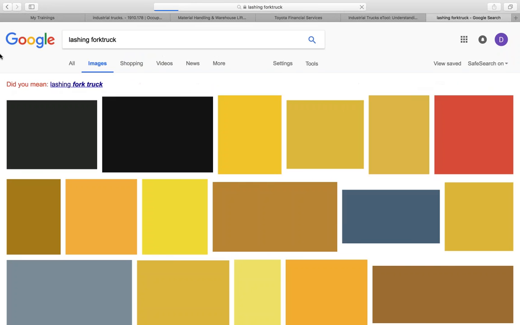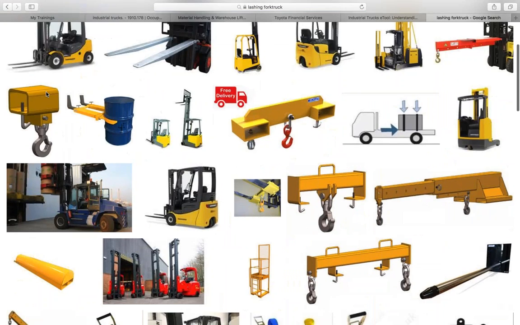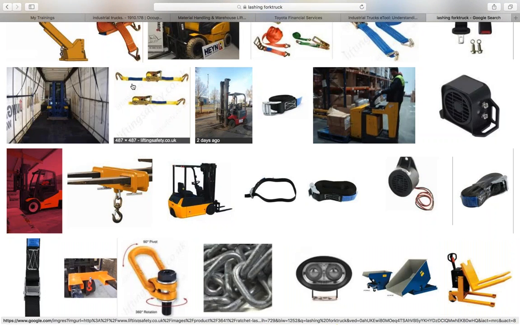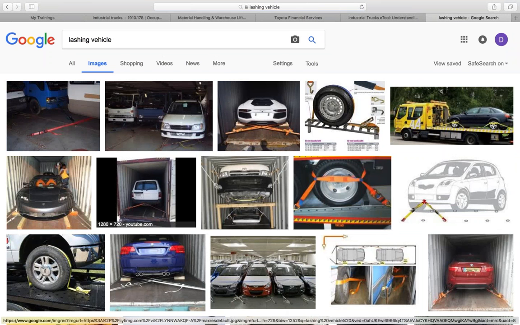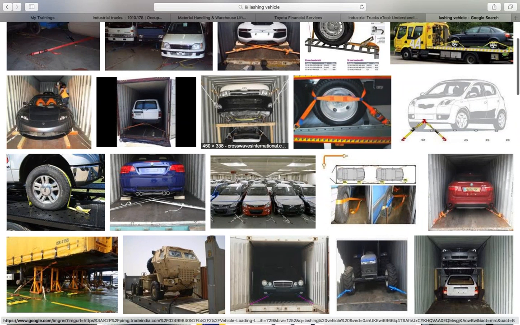I'm going to look it up for fork truck. If not, I'll just look it up for vehicle lashing. Basically, I'm talking about these ratchet straps that you see, just lashing it down. Okay, so let's do vehicle. Okay, this is what I'm talking about, folks. We talked about this on Tuesday. It's basically lashing down or tying down.